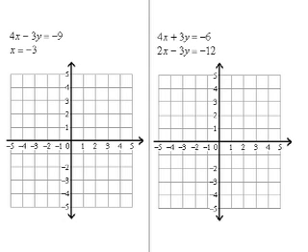And this concludes the presentation of Introduction to Solving Linear Systems by Graphing.